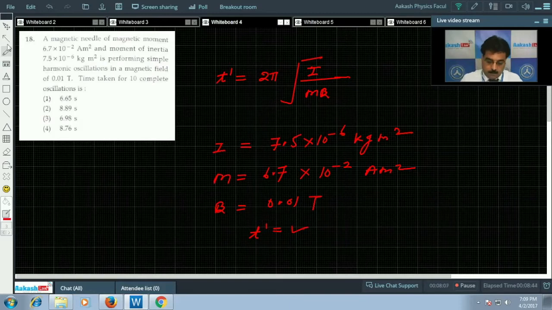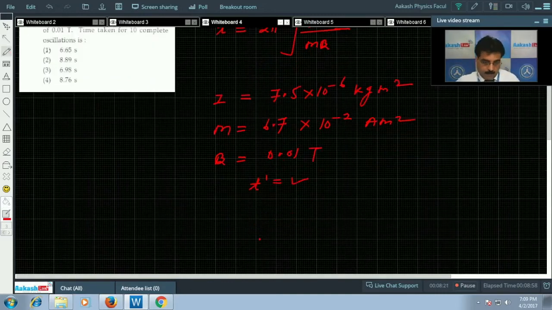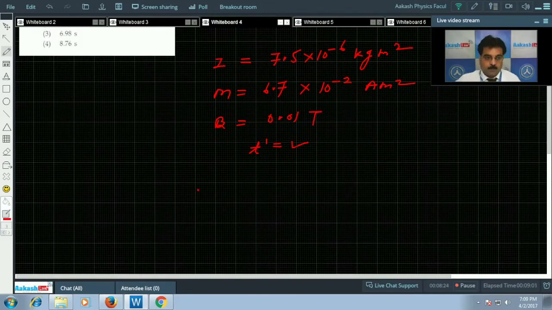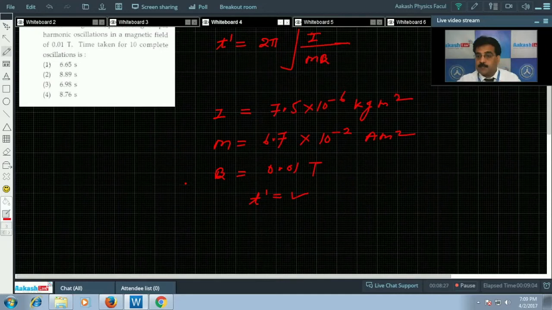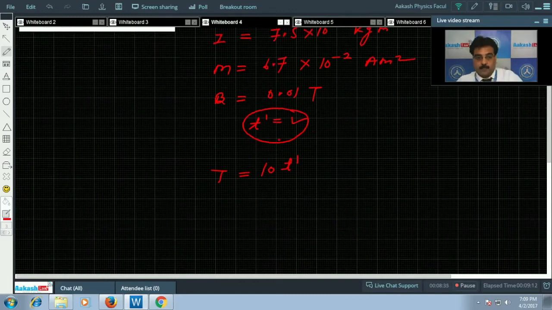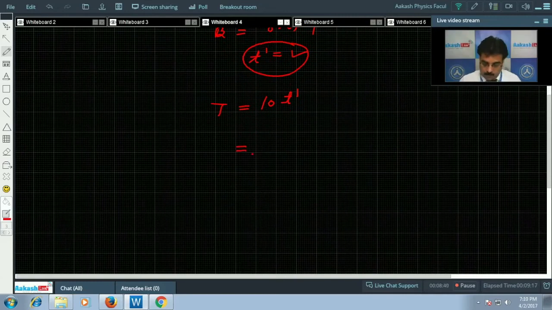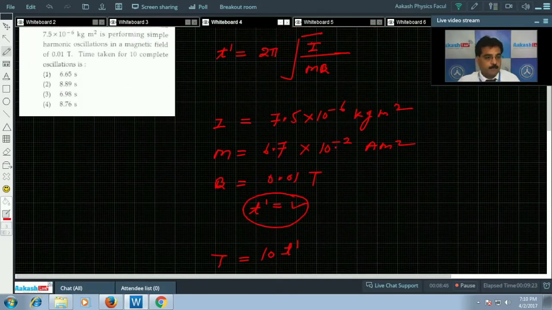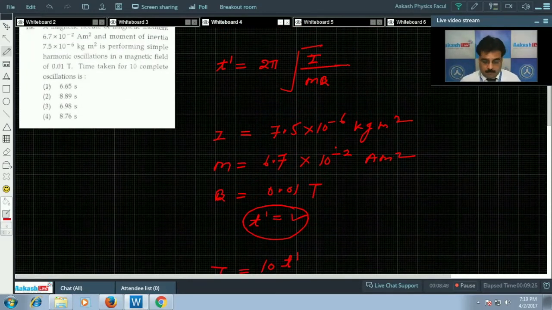But look here, the question says we need the time taken for 10 complete oscillations. So what will we do? My right answer is next: the time taken for 10 complete oscillations is given by 10 into T dash. As I said, you will get the value of T dash by using the above formula, and on solving you will get 6.6 seconds. My option number first will be correct.